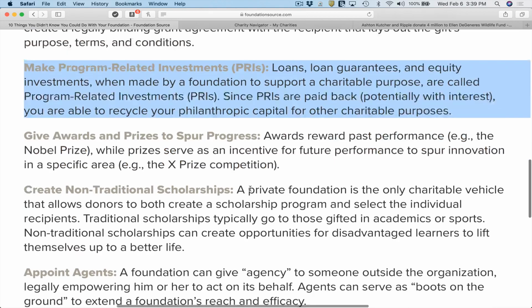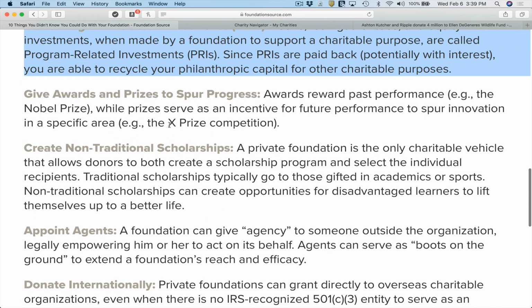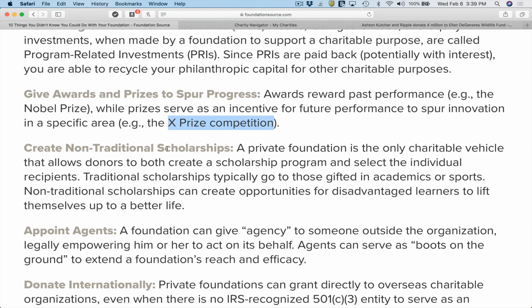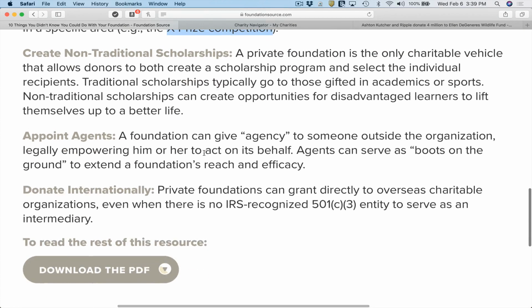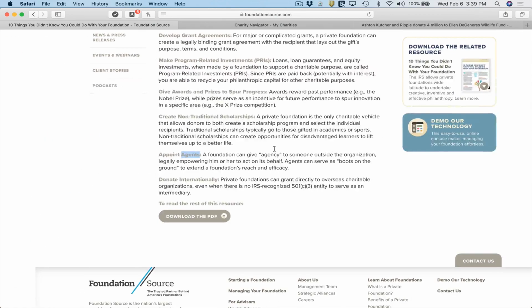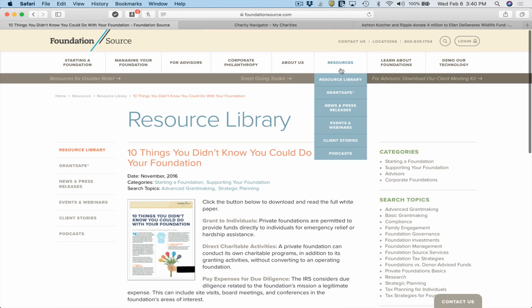Okay? You can give away awards and prizes, like the X Prize is a good example of that. You can create non-traditional scholarships. You can appoint agents and pay people as employees of your foundation. So I encourage you to go check out Foundation Source and see what's available for you if you wanted to start your own private foundation.